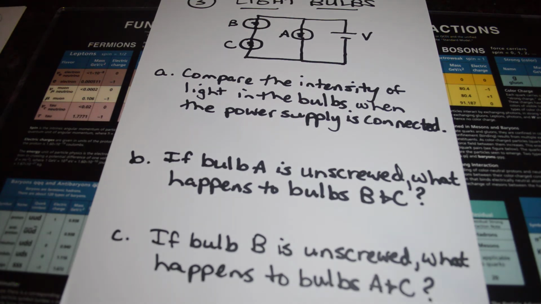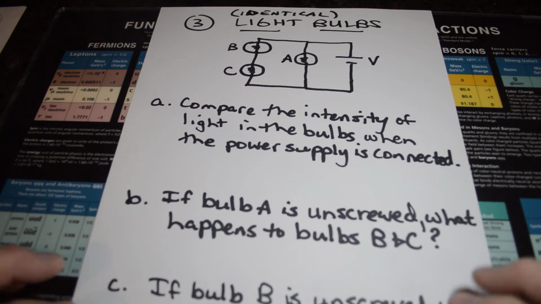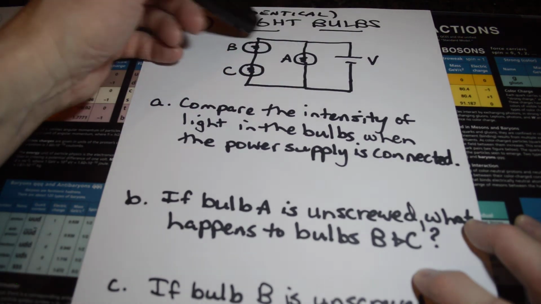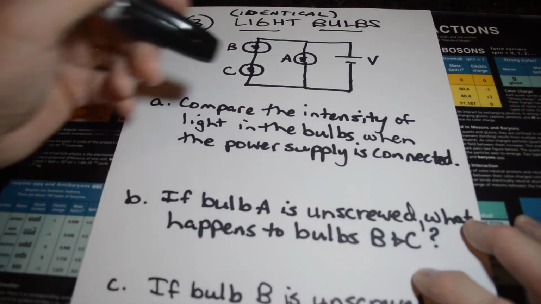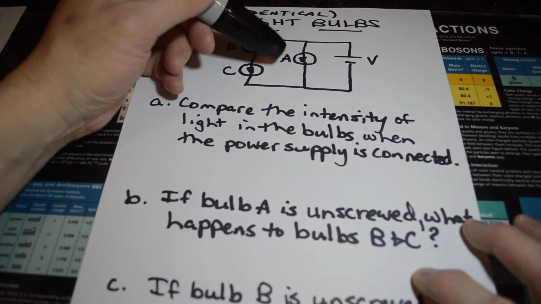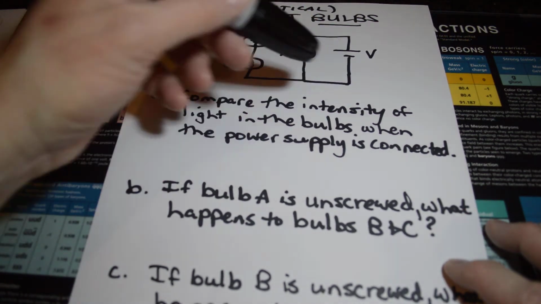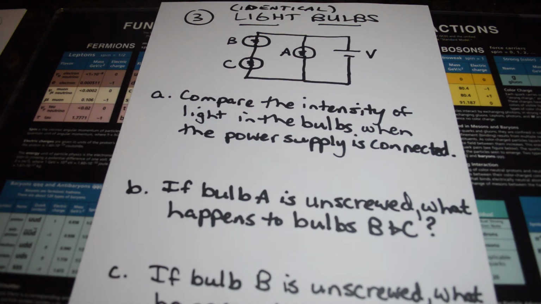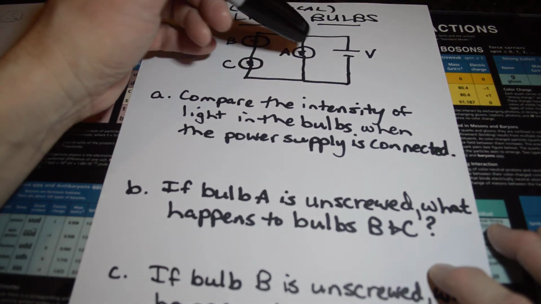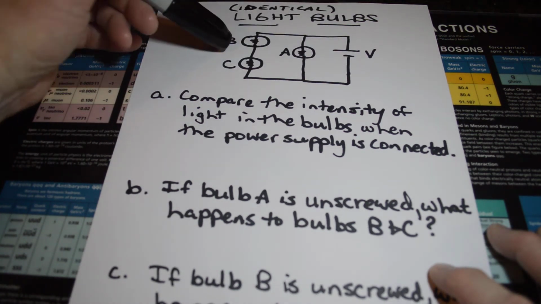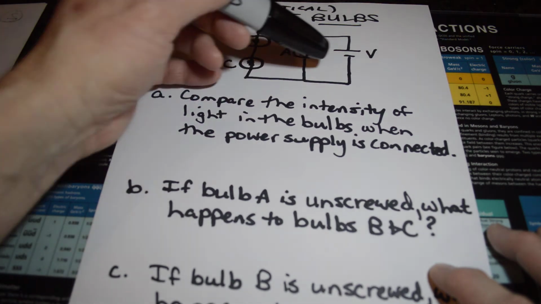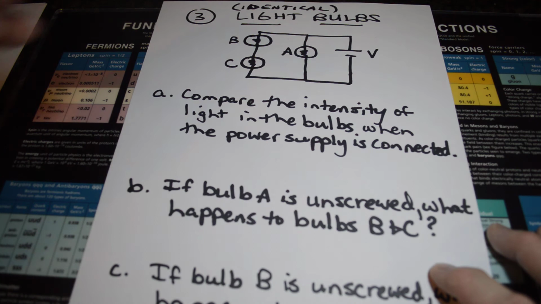The last one's more of a conceptual question. How are you going to handle it if you have three identical light bulbs? A light bulb is basically a resistor. We're labeling these light bulbs as A, B, and C. It asks, compare the intensity of light when the power supply is connected. So between those two, A and the combination of B and C, which are in series, have the same voltage because they're connected directly in parallel to that.